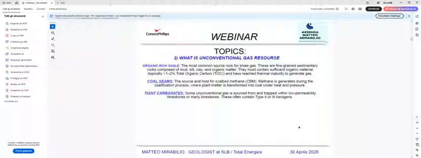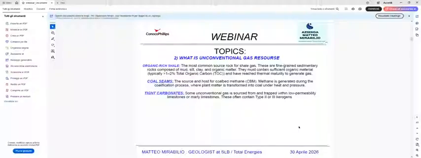What is the unconventional? When we are talking about, for example, coal seams, the source and the host for coal-bed methane, also called CBM, the methane is generated during the coalification process. It is the process in carboniferous rock where plant matter is transformed into coal. It generates both coal and methane under heat and pressure.